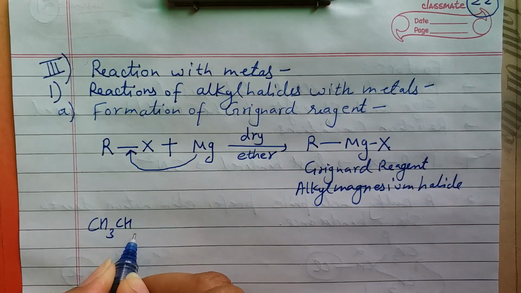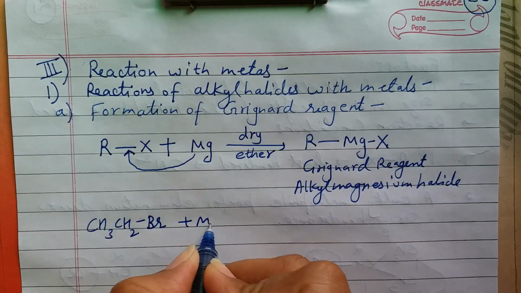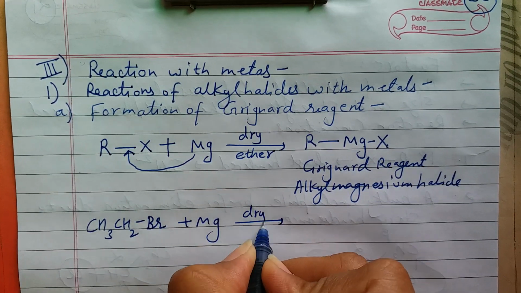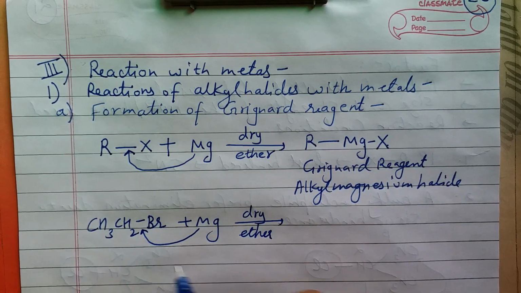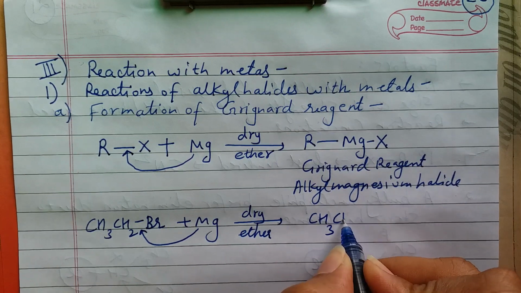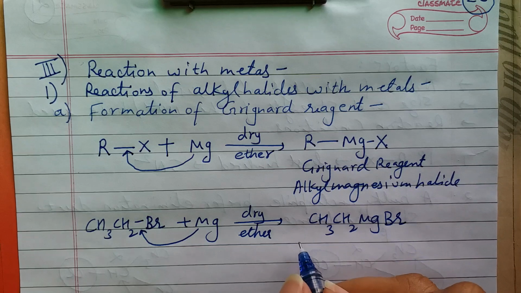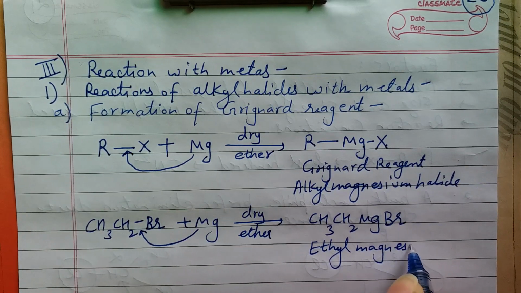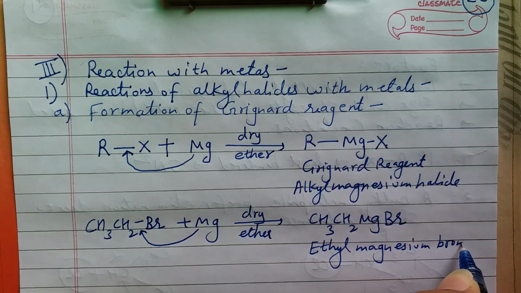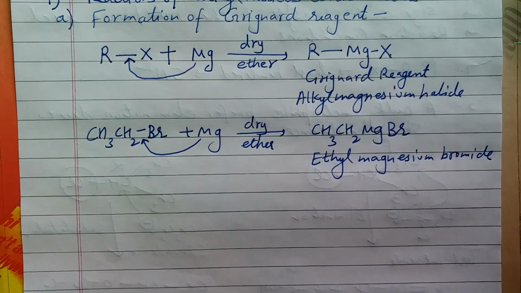So we can take one example. Let's say we have CH3CH2Br, bromoethane, plus magnesium in the presence of dry ether, right? So do the same thing, bring in magnesium here. So what compound will be formed? CH3CH2MgBr. That's the Grignard reagent. If you have to name it, how will you name it? The group here is ethyl. So this will be ethyl magnesium bromide. Okay, so this is how Grignard reagent can be prepared, right?